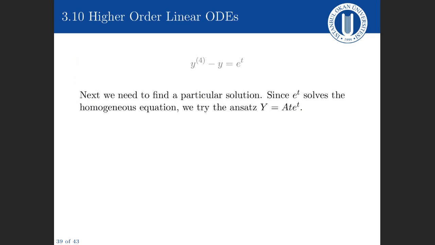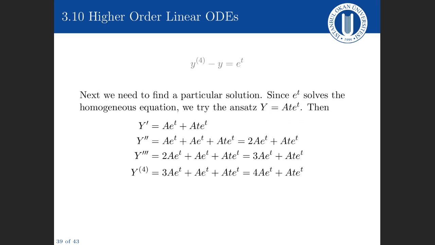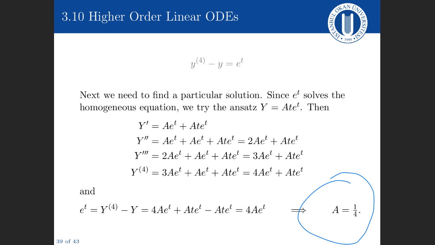Since e to the power t solves the homogeneous equation, we're going to try the ansatz, some constant capital A t e to the power t. Differentiate 4 times, put them into the differential equation, and we can find that A must be a quarter. This is exactly the same ideas that we developed last week.